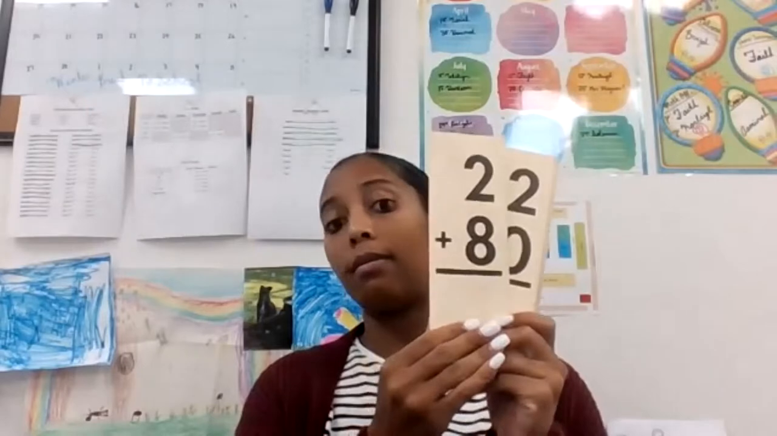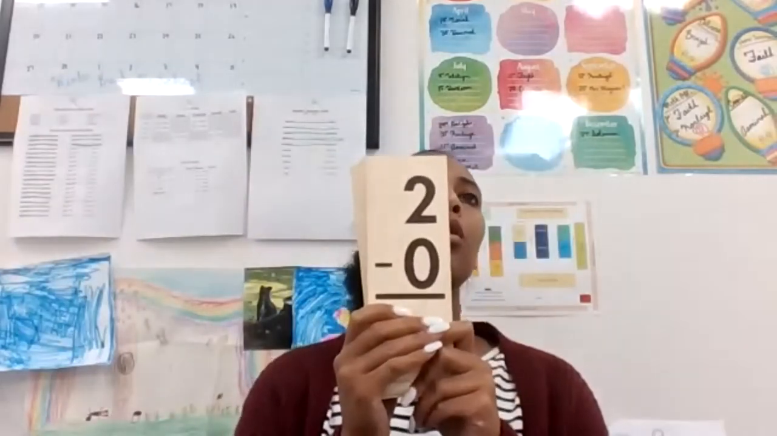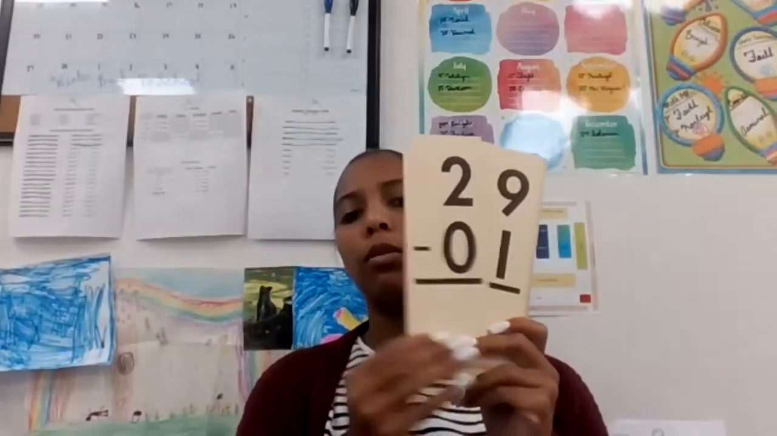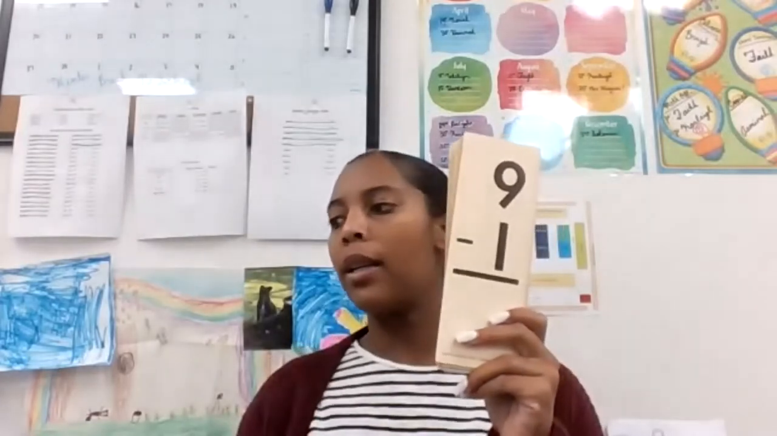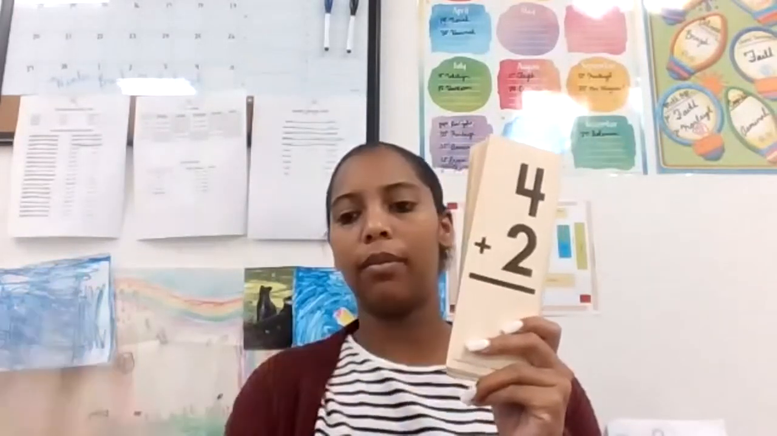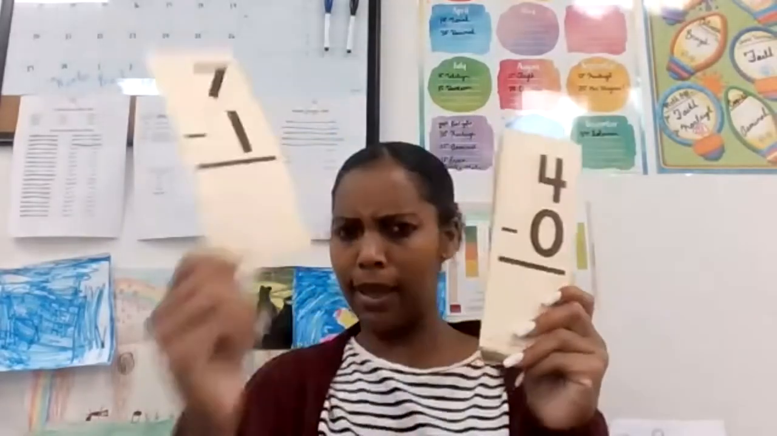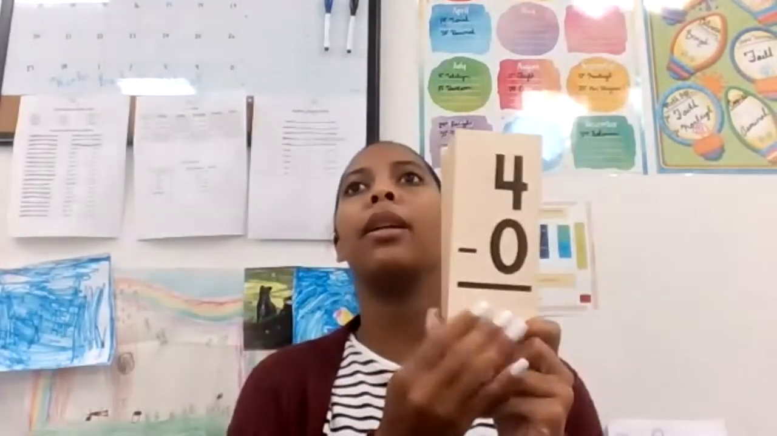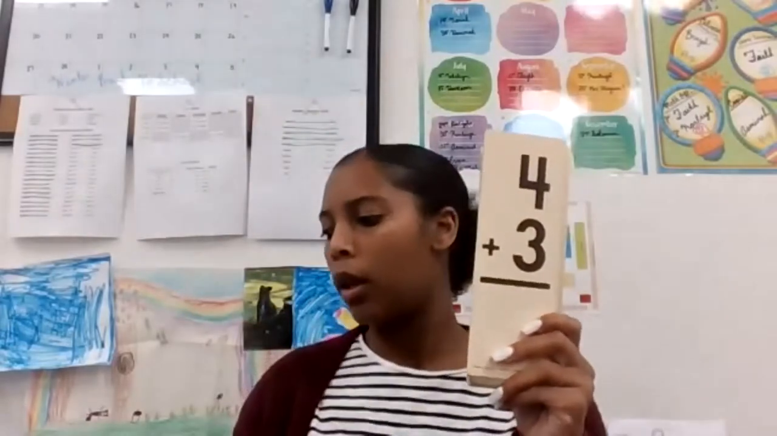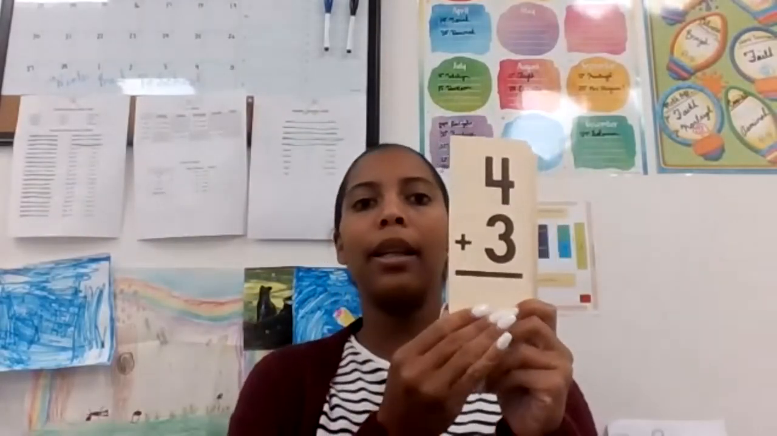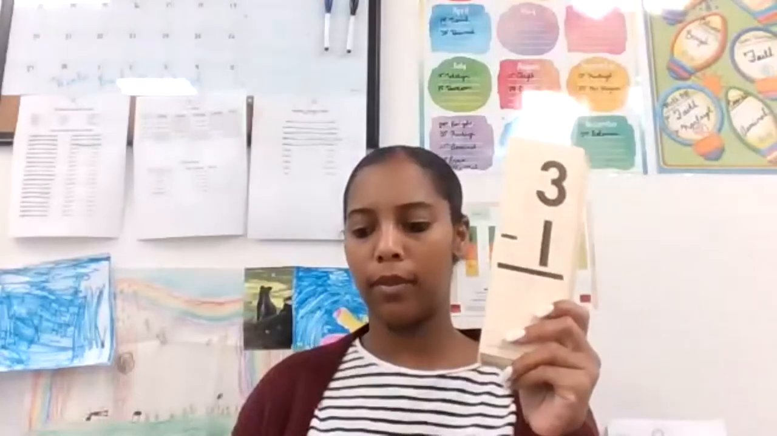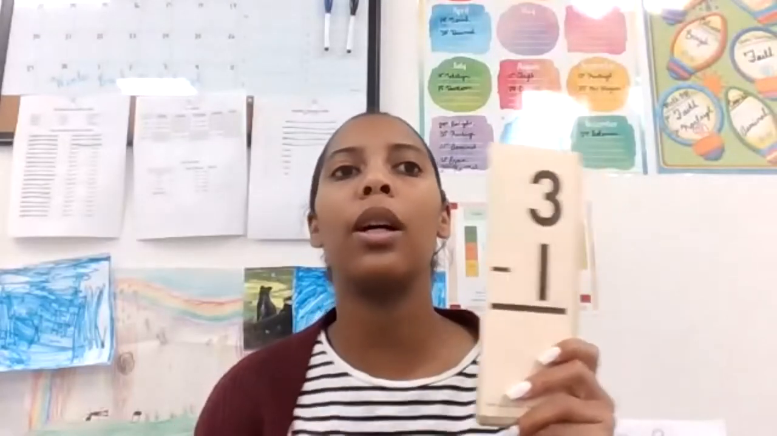2 plus 8 equals 10. 2 minus 0 equals 2. 9 minus 1 equals 8. 4 plus 2 equals 6. 7 minus 1 equals 6. 4 minus 0 equals 4. 4 plus 3 equals 7.